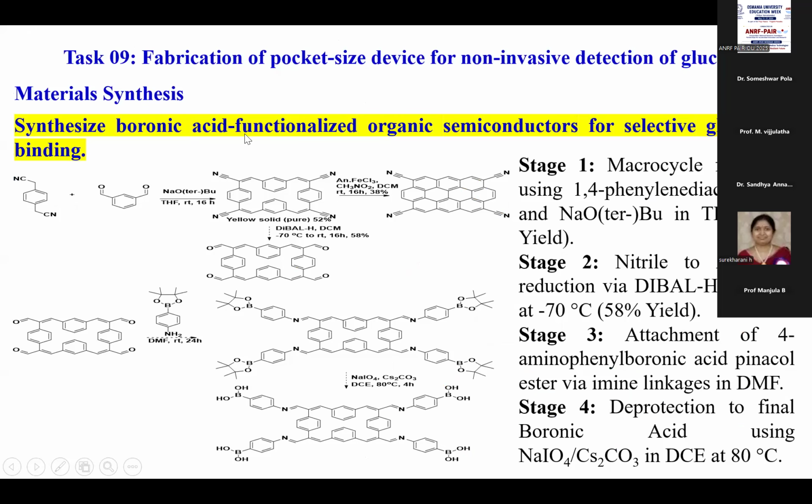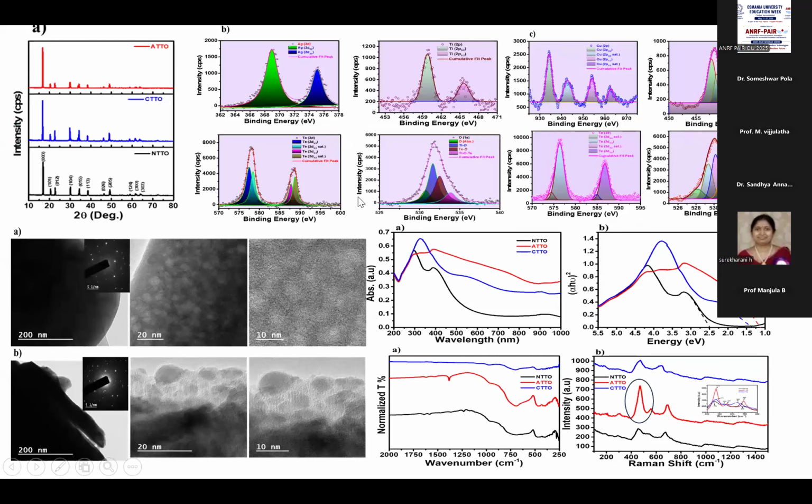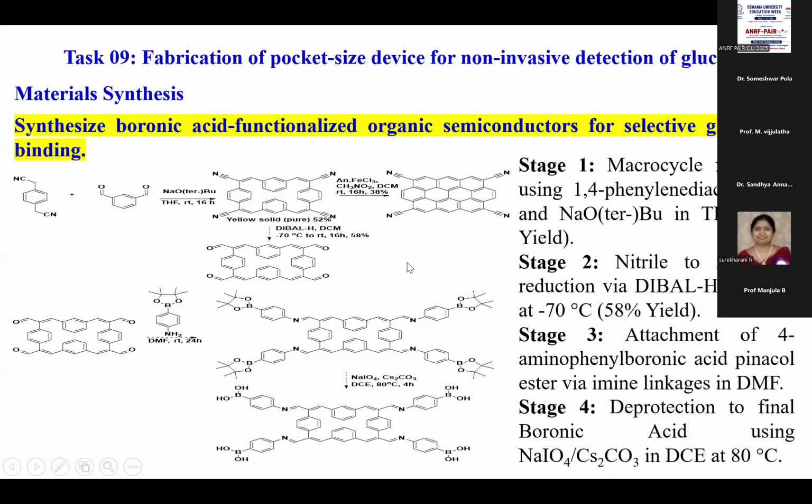Another one is task 9. It is a synthesis in the task 9. This is a non-invasive identification of glucose molecule in the presence of a device. The device is based on the OFET device, using synthesis of boronic acid functionalized organic molecules. These organic molecules consist of 4 stages.